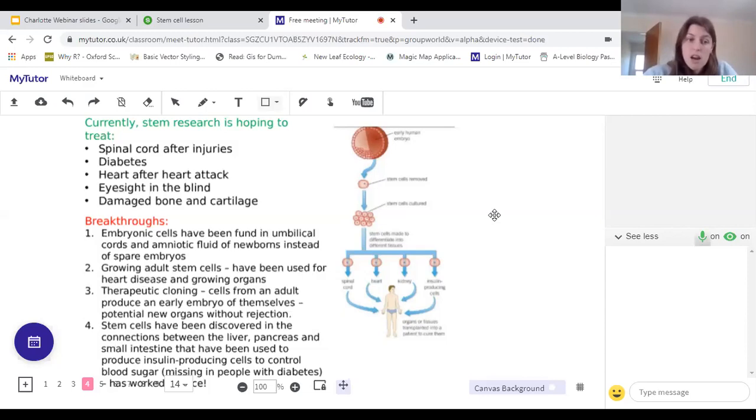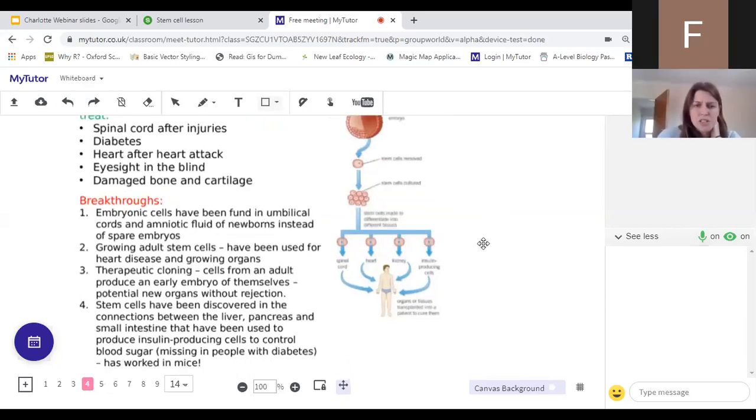So secondly, we've managed to grow adult stem cells, and they have been used for heart disease and growing organs so far, which is very exciting. Again, this isn't common. There have been lots of kind of specific trials about this, and there have been some successes. But using those adult stem cells, we've managed to make that jump. So using those for treating heart disease and growing organs as well.